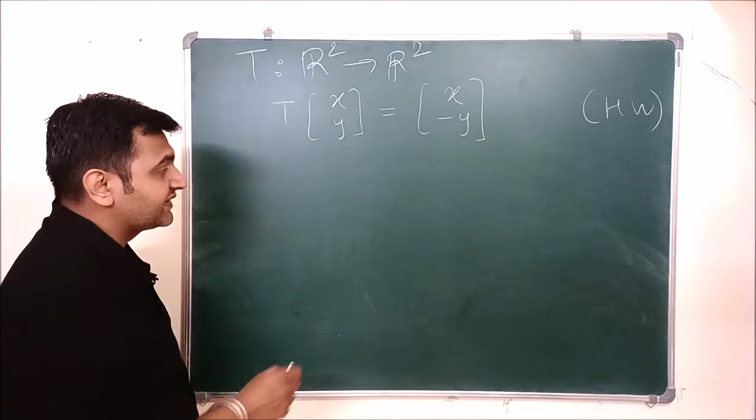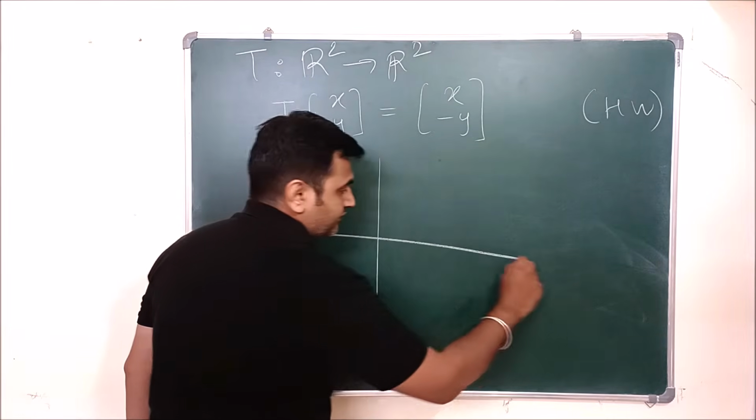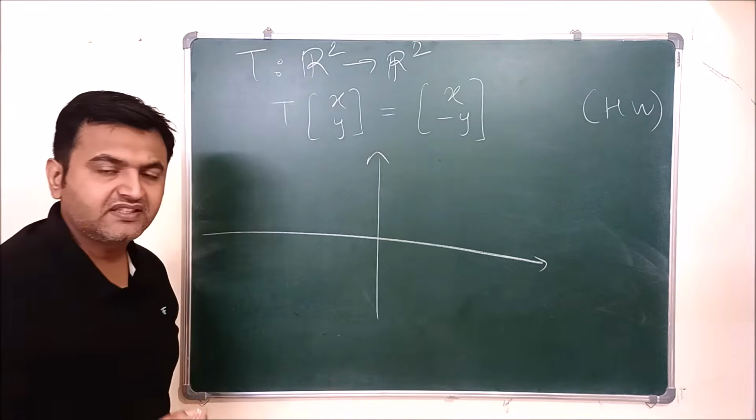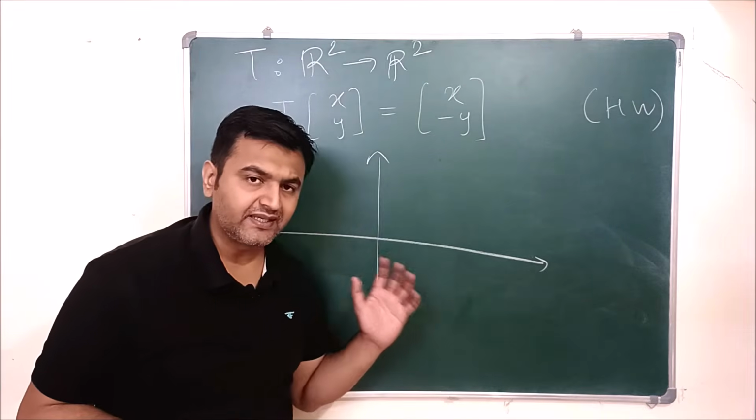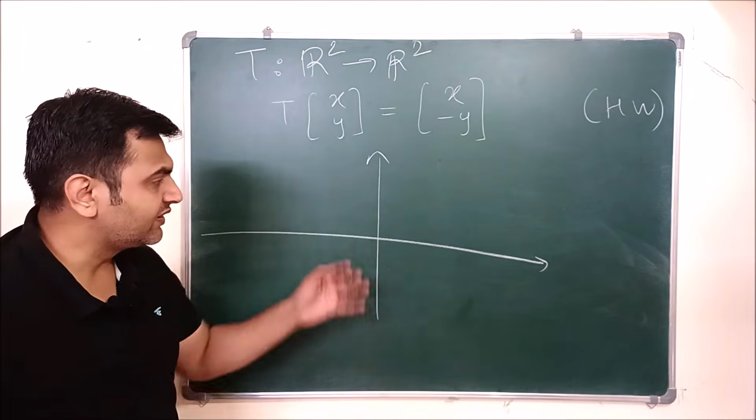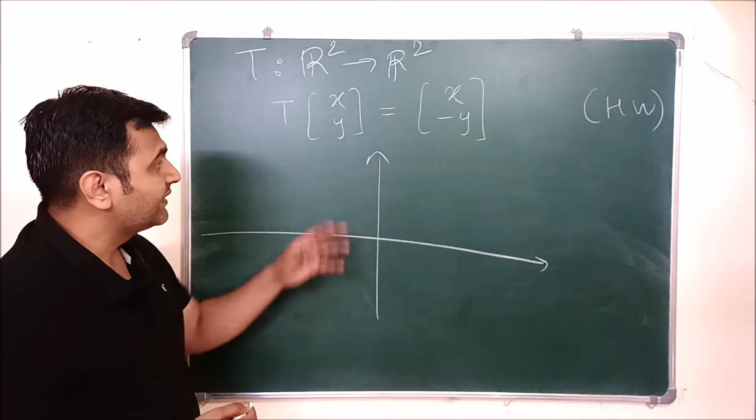Now another way to represent this is to draw in a single diagram. Don't draw two diagrams. Early learners can take the help of two diagrams, but once you are comfortable with this, you can consider only one diagram. So what is happening under this map?